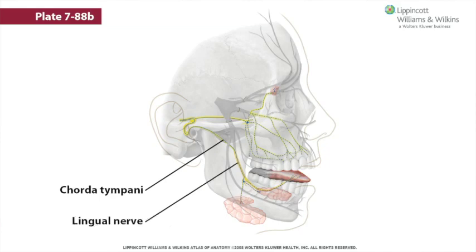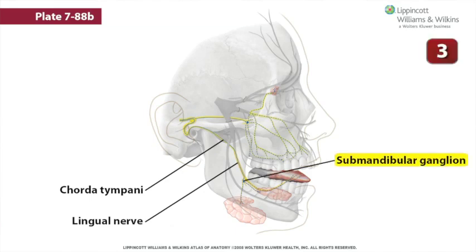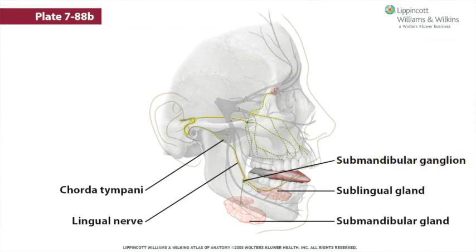It then joins the lingual nerve, a branch of the mandibular division of the trigeminal nerve, and travels towards the oral cavity. The preganglionic parasympathetic fibers in the chorda tympani synapse at the submandibular ganglion, which is suspended from the lingual nerve. The postganglionic fibers are secretomotor to the submandibular gland and the sublingual gland. The taste fibers in the chorda tympani nerve continue to run with the lingual nerve to reach the anterior 2/3 of the tongue.